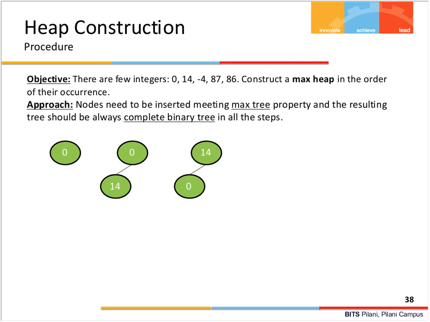Some of you are asking me to explain again. I cannot go over the same thing again and again. Please review last week's video and the slides. Now, what is the next node? The next node is -4.